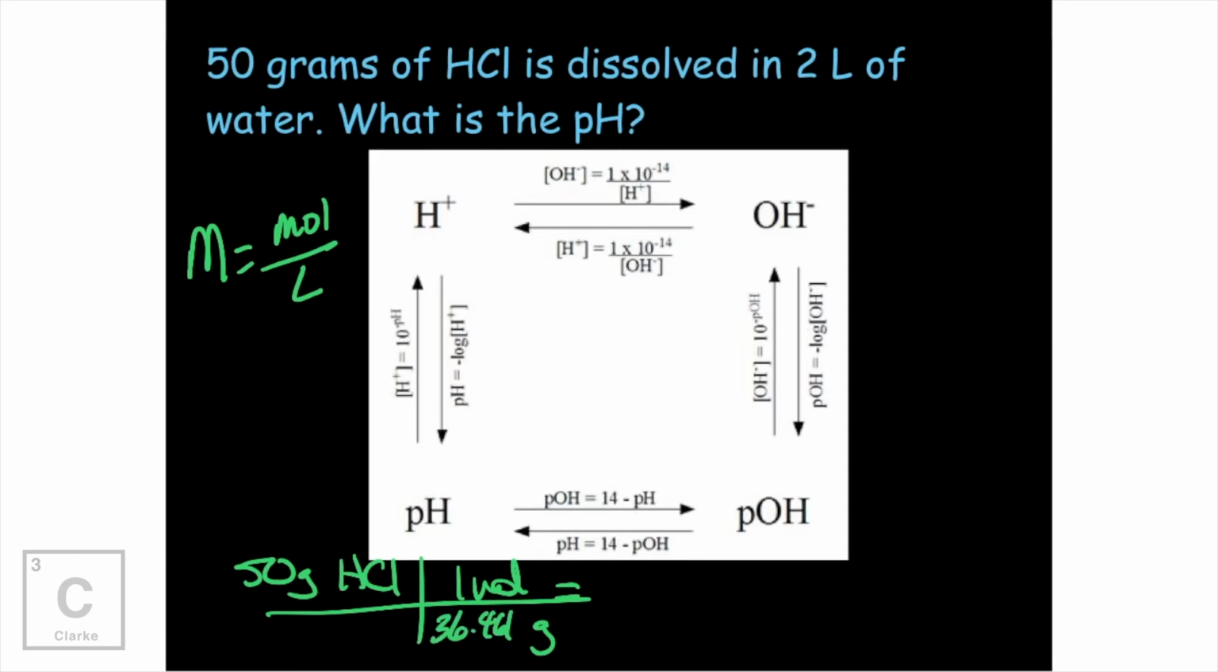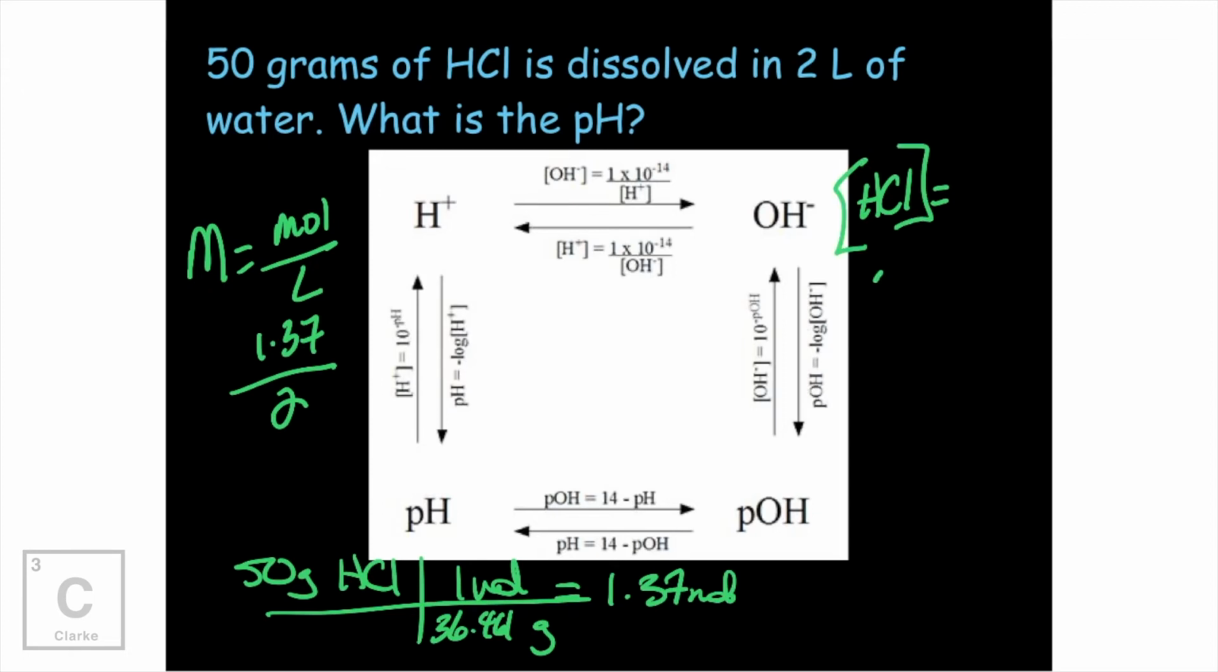So now I've got to put that in my calculator. 50 divided by 36.461, and I am getting 1.37 moles. So now we can put that in our formula. We've got 1.37 moles, 2 liters. So the molarity of hydrochloric acid that we are using, the molarity, which is the concentration, put that in brackets, concentration is 0.69.